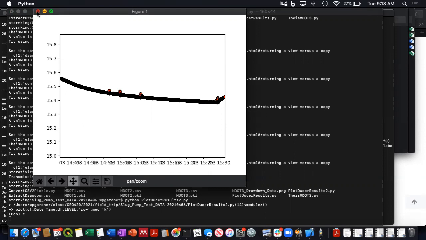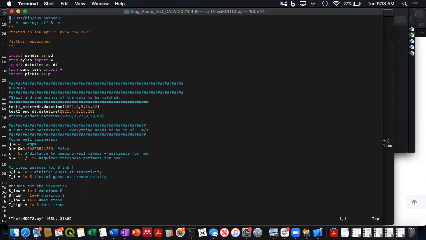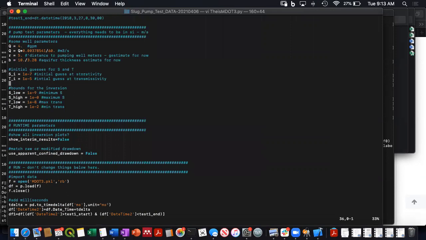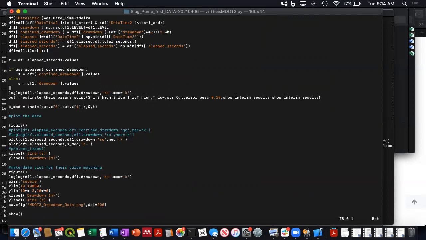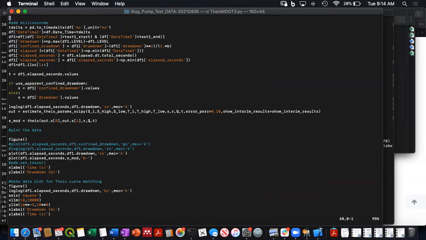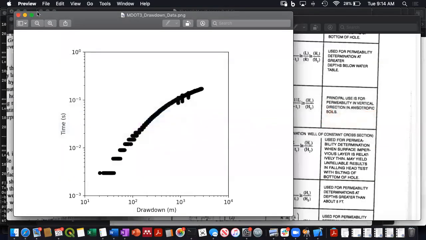Now let's see what the heck's going on with my, bottom line is, for now, don't use that data I just put up until I figure out why. The drawdown is definitely not 10 to the third meters. So something is wrong here. There's a bug in my code. I'm dividing by something really small.